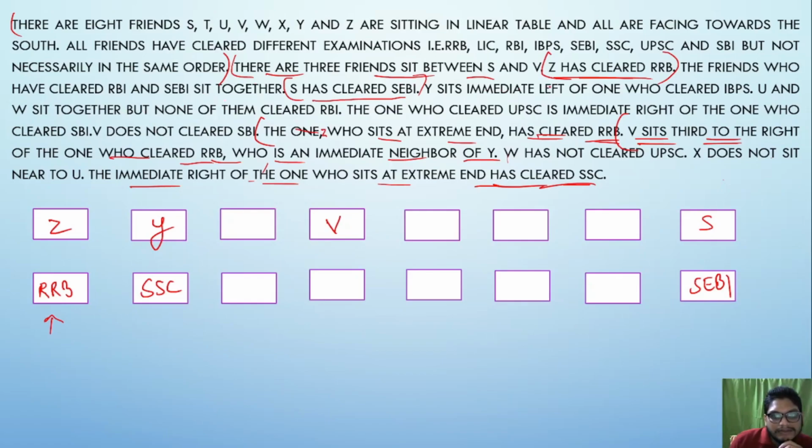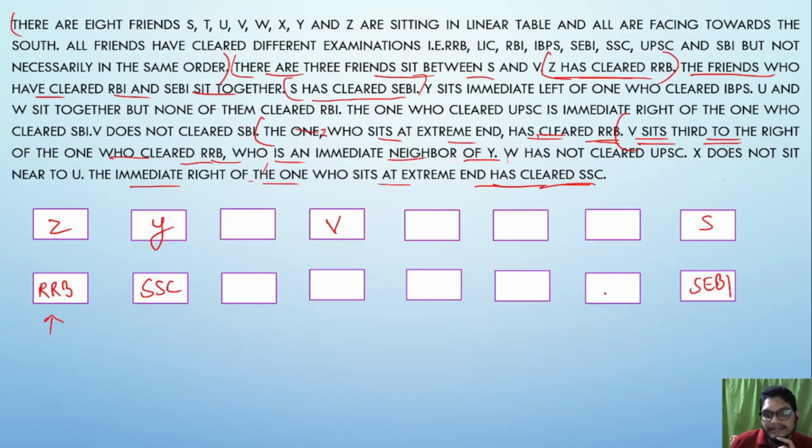So here I see one thing, that it is mentioning that the friends who have cleared RBI and SEBI sit together. Have a look at this. RBI and SEBI can come together, right? So this is SEBI. Where can RBI come? Can RBI go at this position? No. You will get out of the box again.